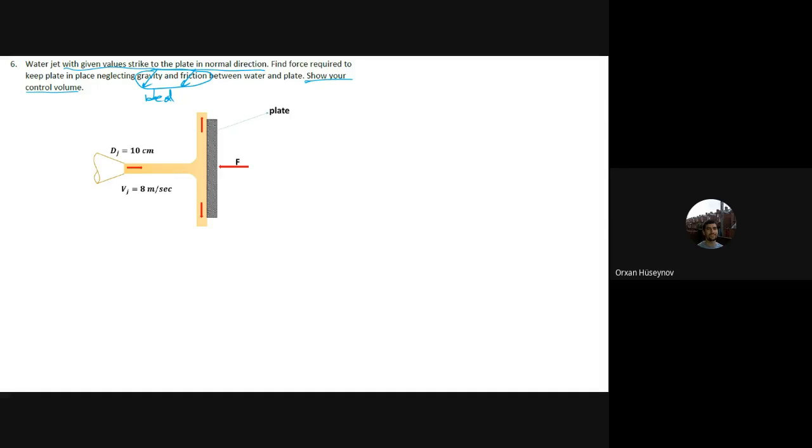Select the control volume. Okay, so I'm going to select the control volume here. For the problem, the first step is that you select your control volume. The selection of control volume is arbitrary. You can select any control volume, but the wise choice.